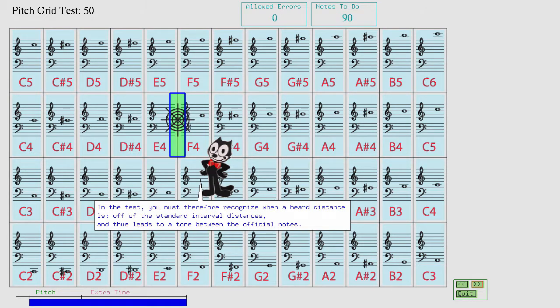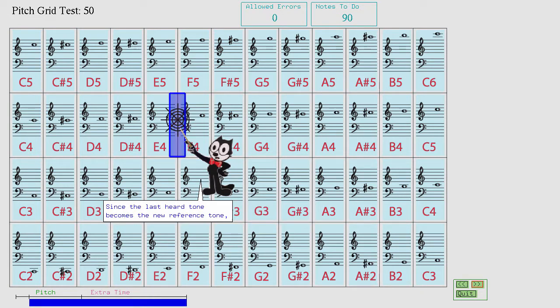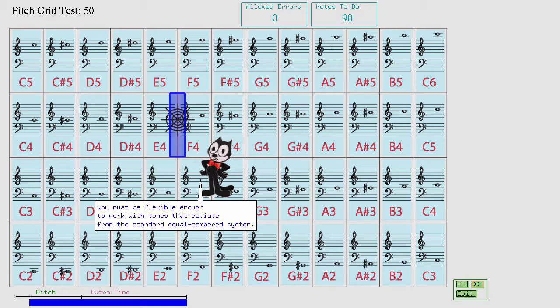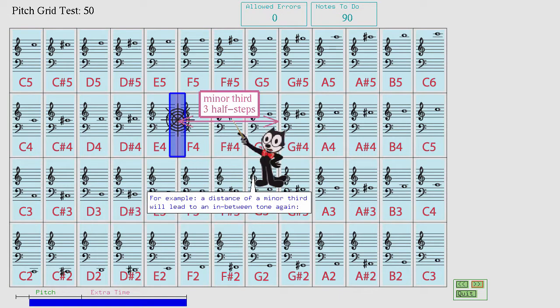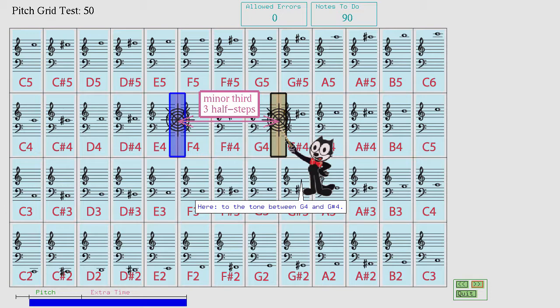In the test, you must therefore recognize when a heard distance is off of the standard interval distances, and thus leads to a tone between the official notes. Since the last heard tone becomes the new reference tone, you must be flexible enough to work with tones that deviate from the standard equal tempered system. For example, a distance of a minor third will lead to an in-between tone again. Here, to the tone between G4 and G#4.